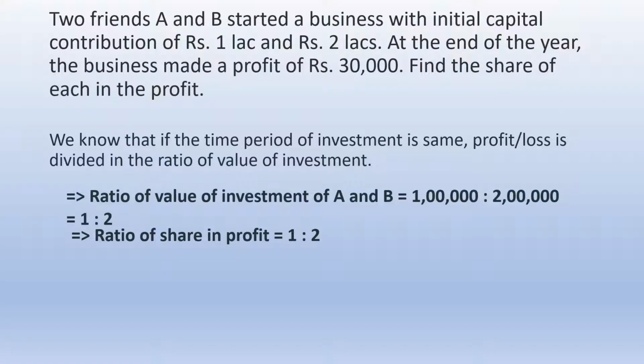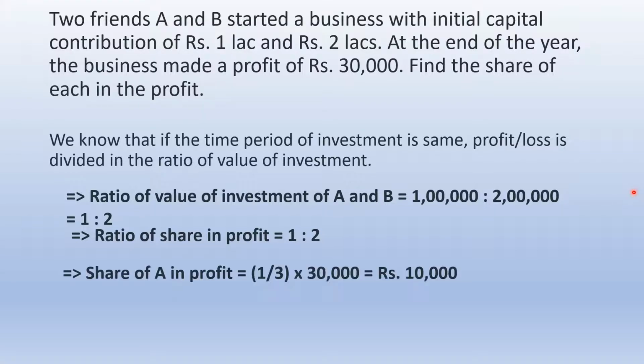So let us start. What is the ratio of the investment of A and B? Investment of A is rupees 1 lakh and investment of B is rupees 2 lakhs. So the ratio is 1 as to 2. So the ratio of share in profit is also 1 as to 2. So share of A in profit is equal to 1 by 3 into 30,000, that is nothing but rupees 10,000. So we just add 1 plus 2, total is 3. Out of 3, one part is for A and two parts are for B.